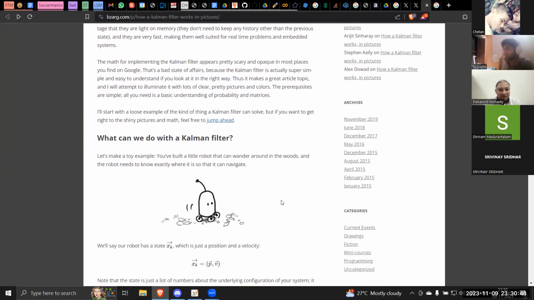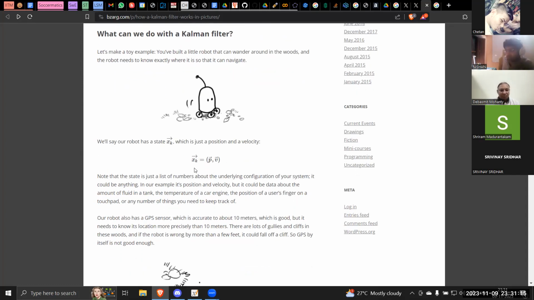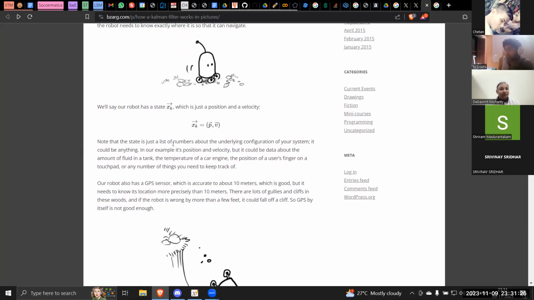What can we do with a Kalman filter? Let's make a toy example. You have built a little robot that can wander around in the woods, and the robot needs to know exactly where it is so that it can navigate. Kind of GPS, I guess. We'll say our robot has a state x_k vector, which is just a position and velocity. Okay, there is a vector and there are two elements to it. One is the position and another is velocity. Fine. Okay, and it says that it is a state.